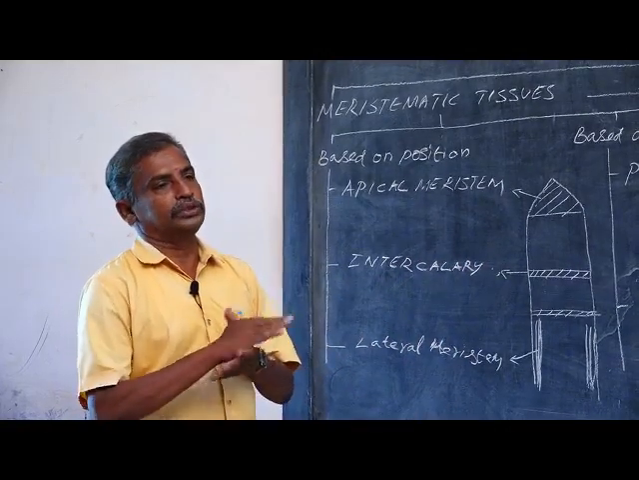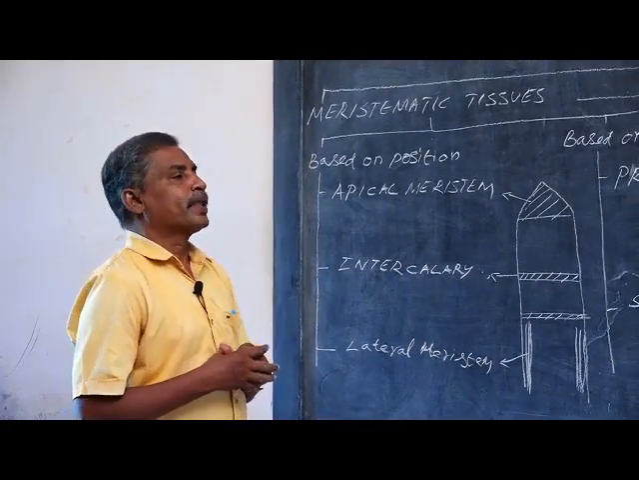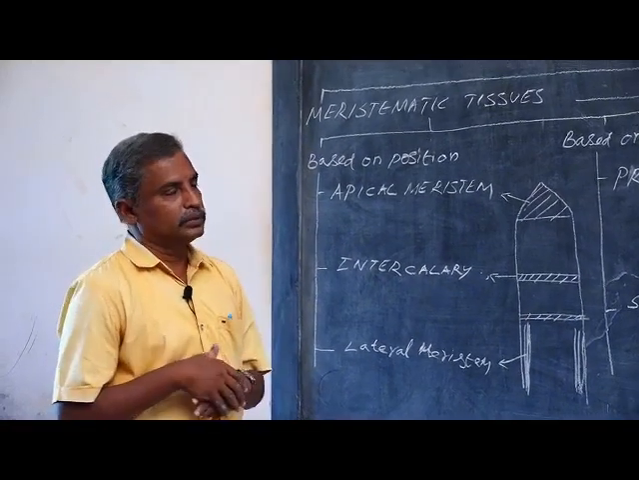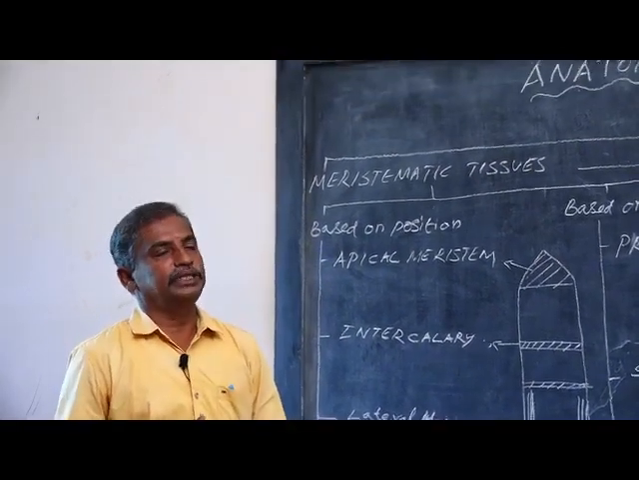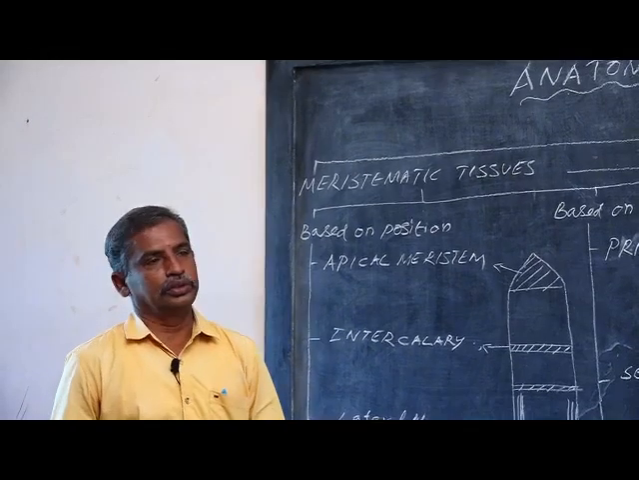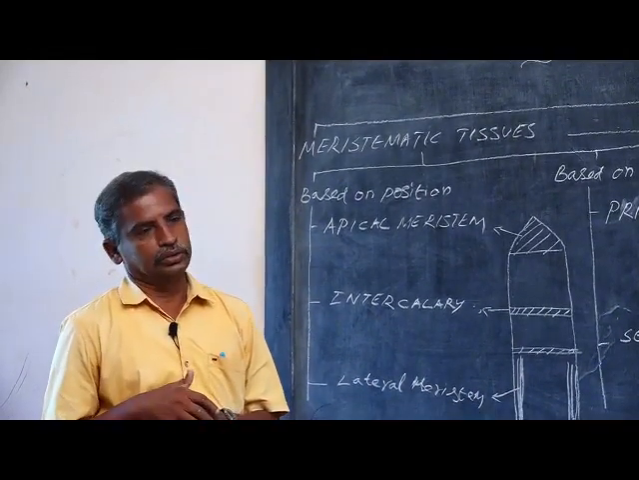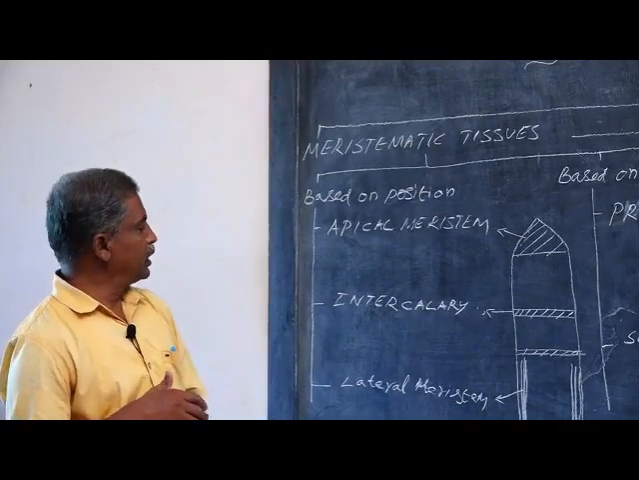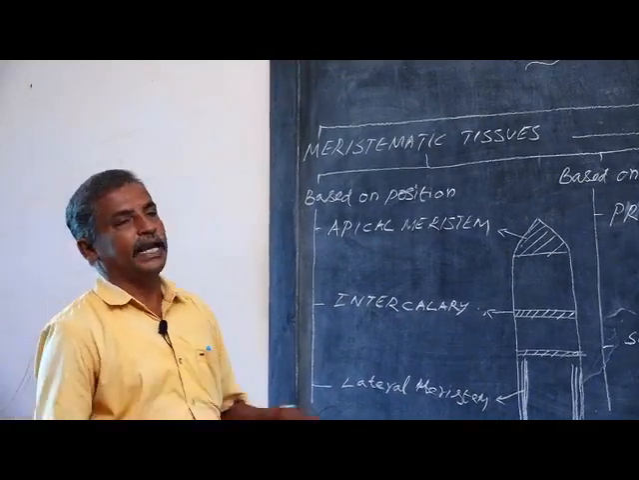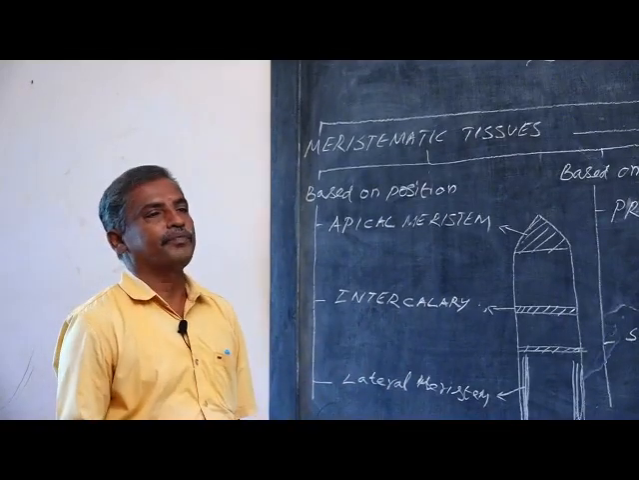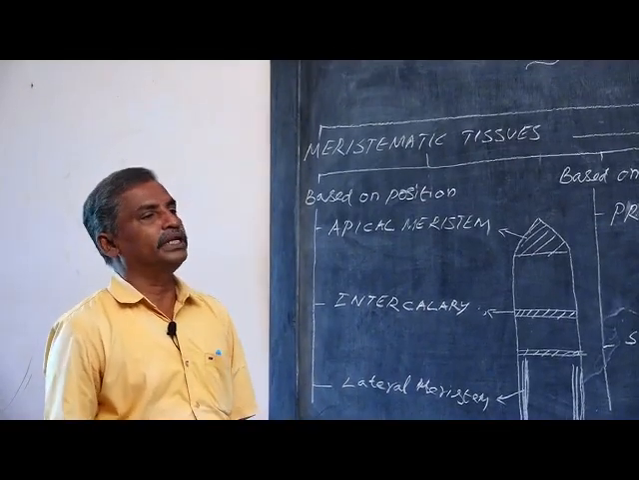This is one of the most important concepts. Questions may be asked: intercalary meristem is found in monocots, which meristem is predominantly found? Which meristem is responsible for the internodal growth? Like that the question may be asked. The answer is intercalary meristem is responsible for the internodal elongation. Mostly it is found in grasses.